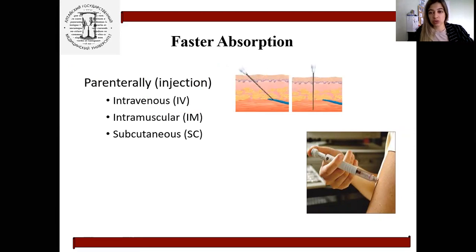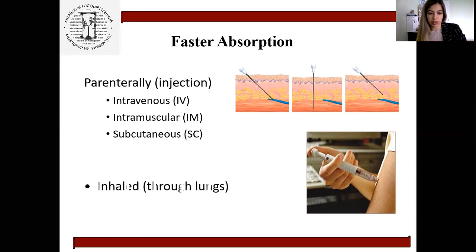This is intramuscular administration, in which the drug goes to the muscle and from the muscle absorbs to the blood. And this is subcutaneous, when the drug also can be absorbed to the blood. Also, faster will be if you inhale the drug through the lungs. For example, for anesthesia. You know, in surgery, general anesthesia is given when the patient can inhale this anesthetic drug, and he falls asleep in just 10 seconds, sometimes 1 minute. So this is a very quick absorption.